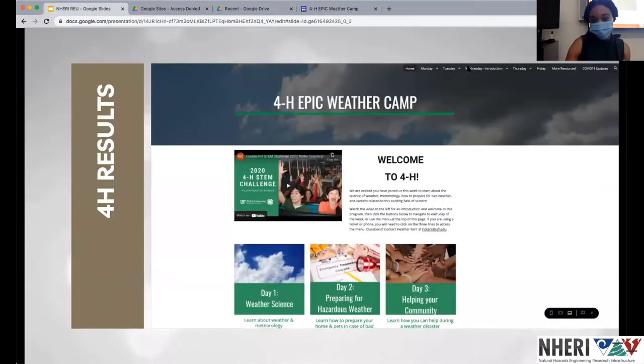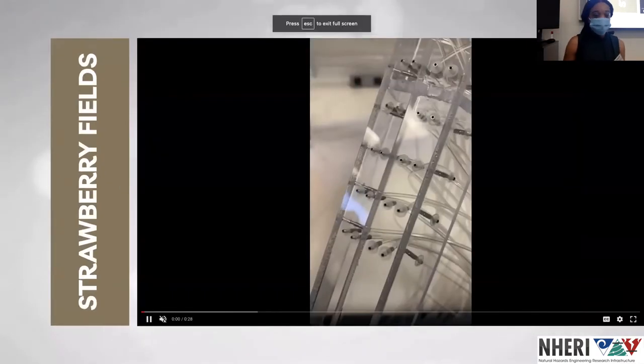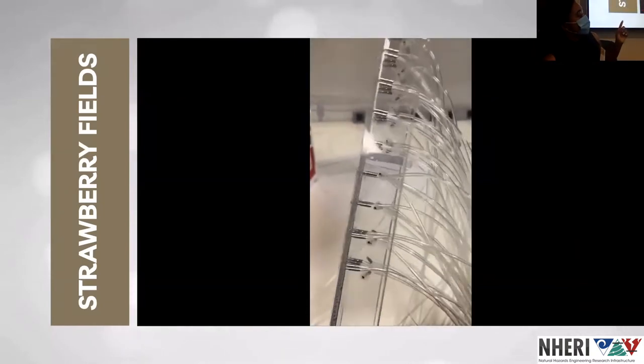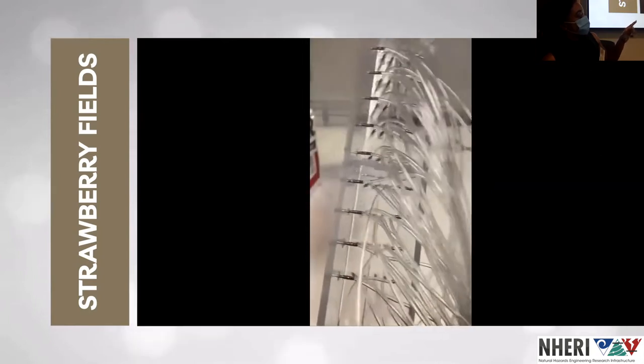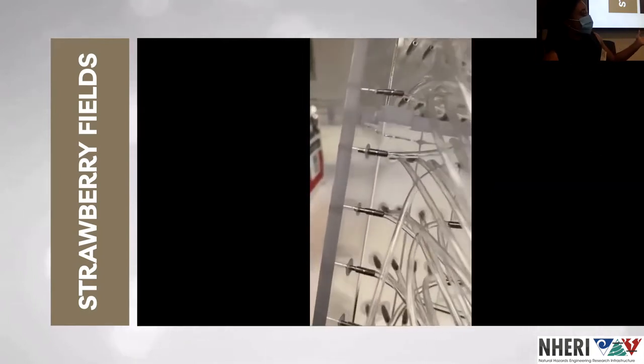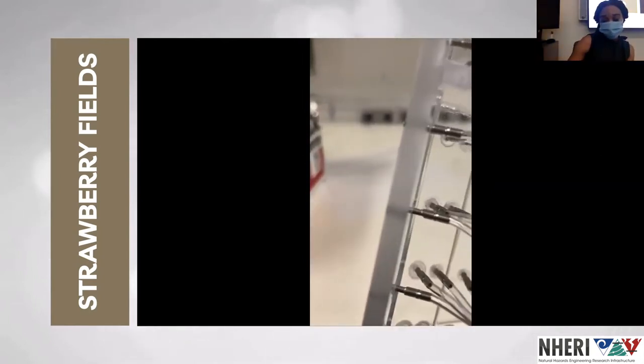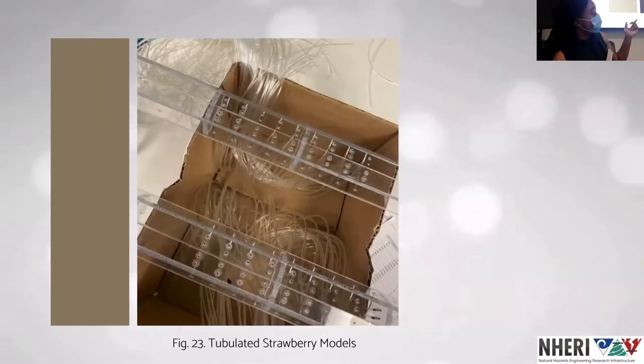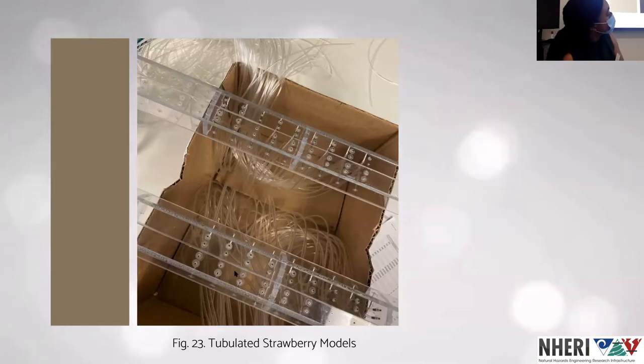And this is an example of the tubulator strawberry fields. That was an example of one row that was done with tubulation. And here are two other rows that were tubulated.